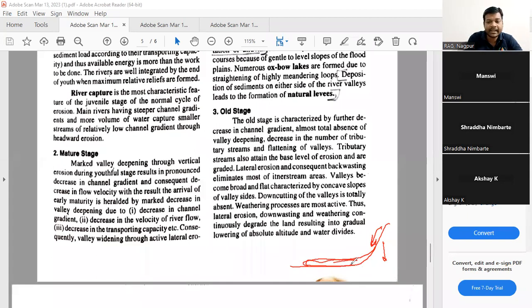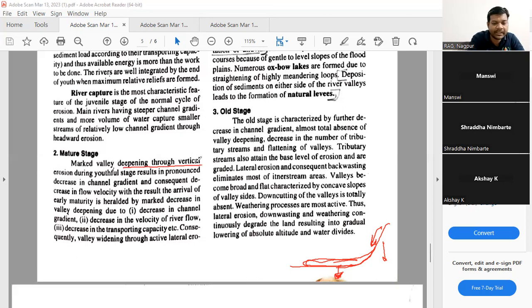It lacks gradient, and this loss of gradient occurs, and the active down cutting is reduced. Active down cutting is reduced and valley widening occurs. It widens its own valley, right?